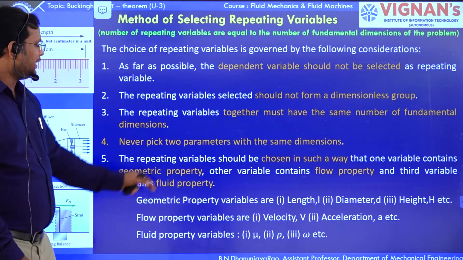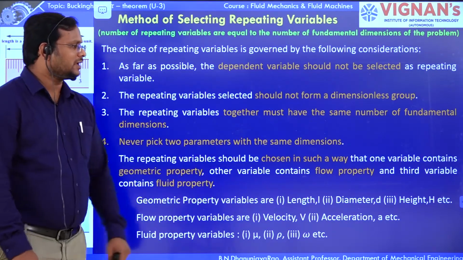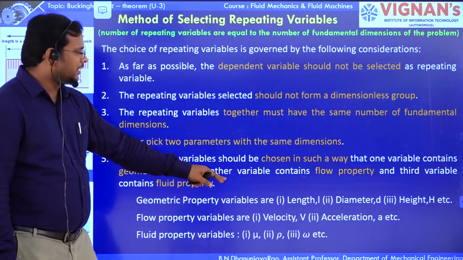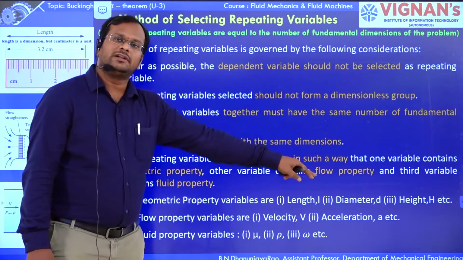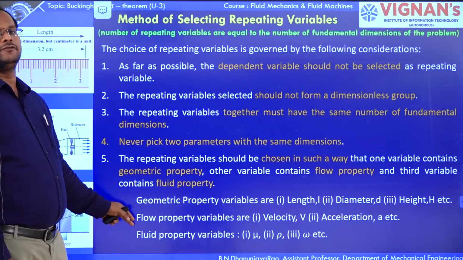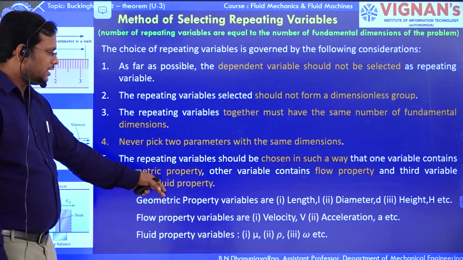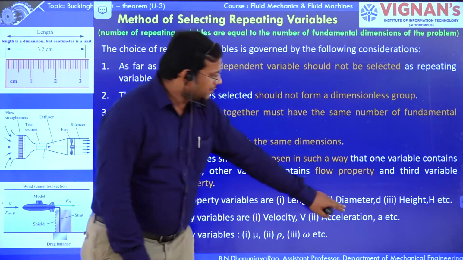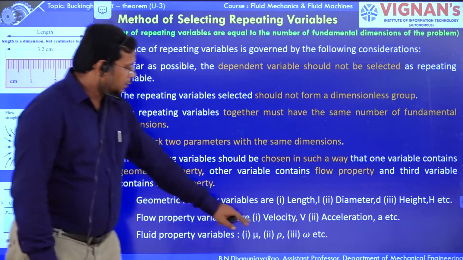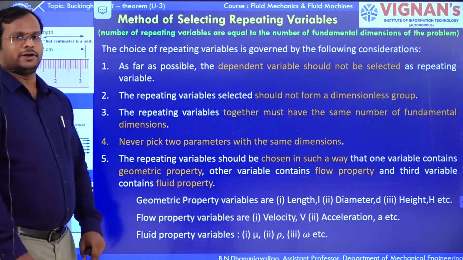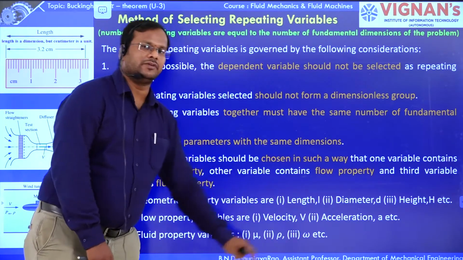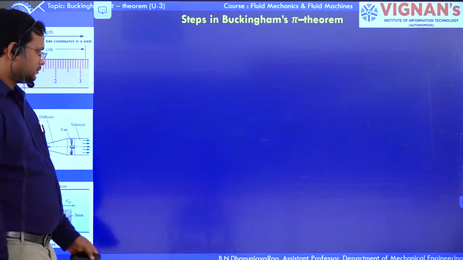Point number 5, the repeating variables should be chosen in such a way that one variable contains a geometric property, another variable contains a flow property, and the third variable contains a fluid property. What are those properties? Here are the examples. Length, diameter, height are geometric properties. Velocity, acceleration are flow properties. Dynamic viscosity, density, and specific weight are fluid properties.